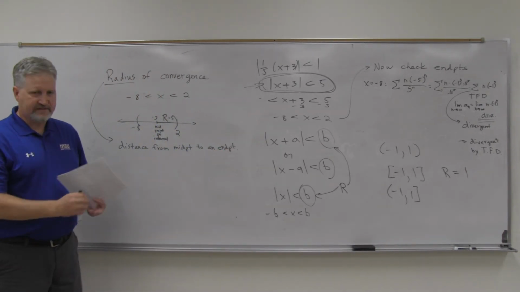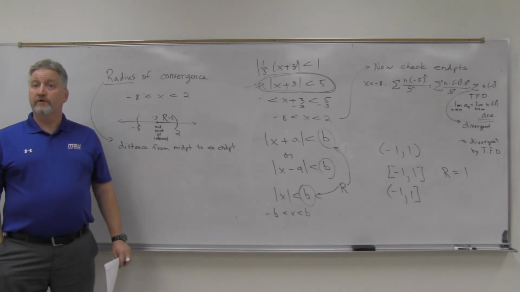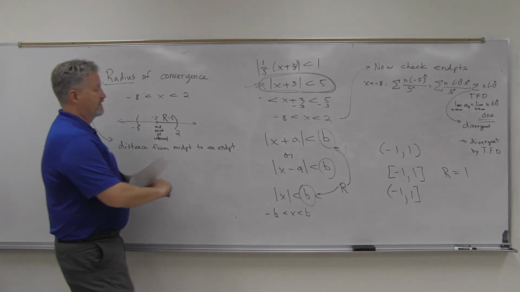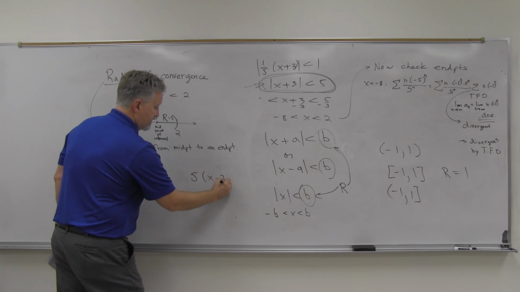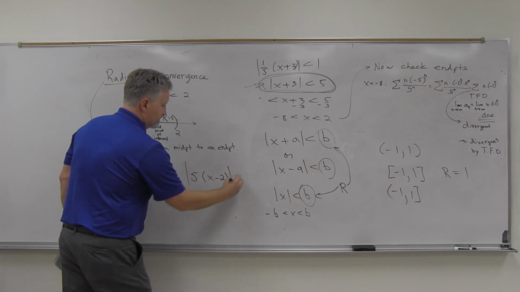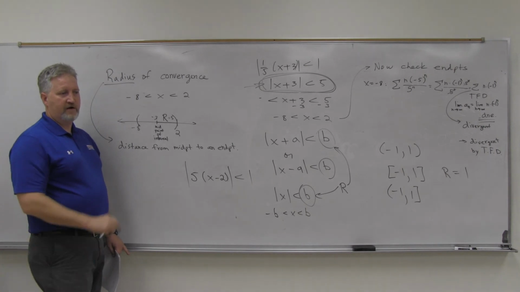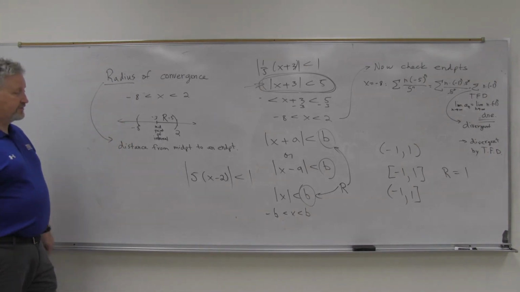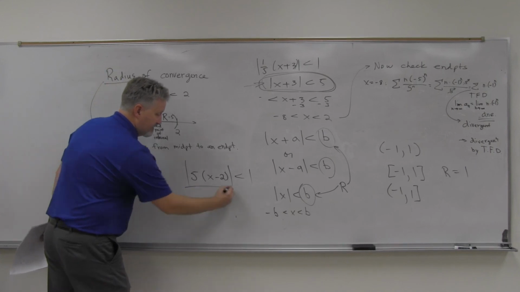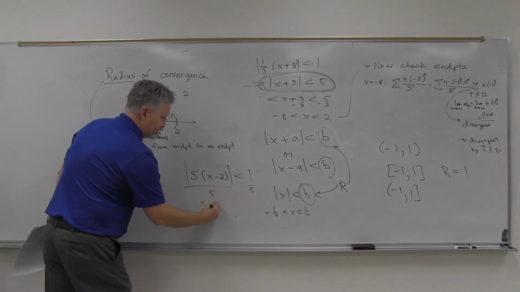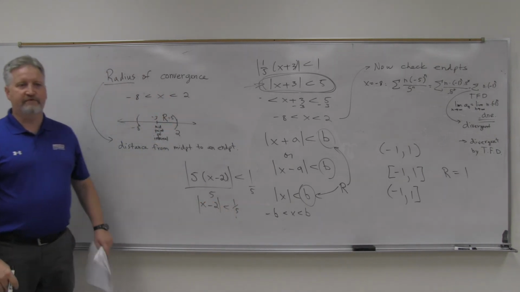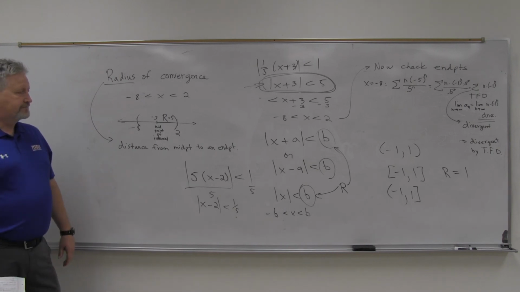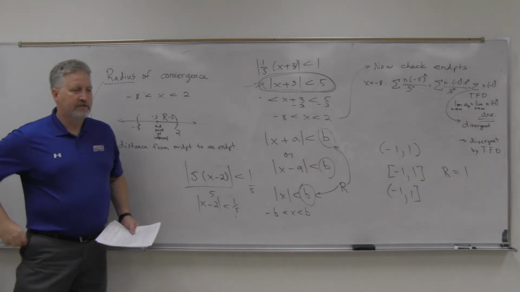So anyway, that's it for the R. Could it have fractions? Yeah, could have fractions. If I had 5 times the absolute value of x minus 2 less than 1, say that's what I came up with from my ratio test, in this case I divide by 5, and so the absolute value of x minus 2 is less than 1/5. That's going to be your radius of convergence there. So it's very possible to have a radius of convergence that's less than 1. Anything else?